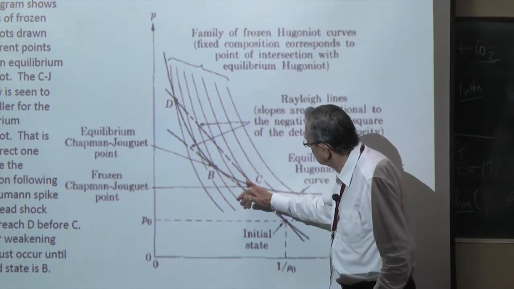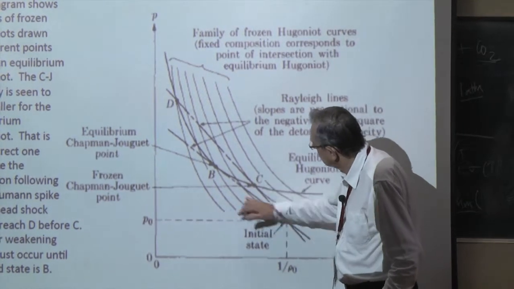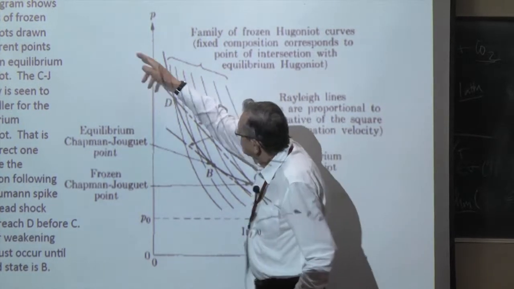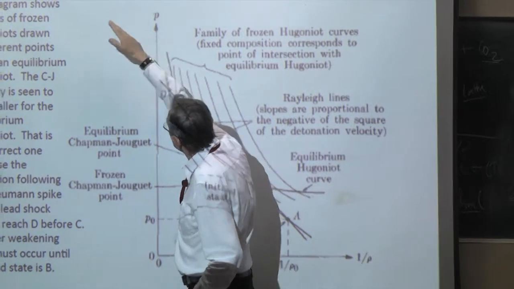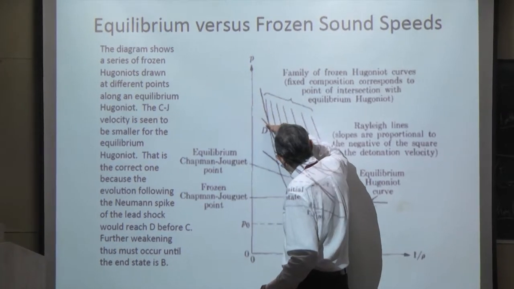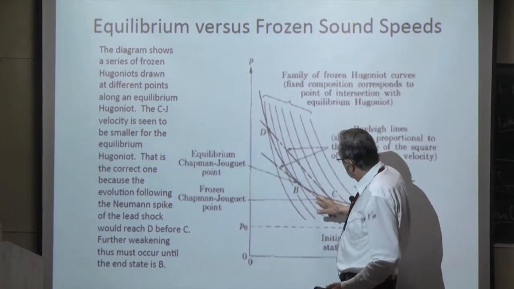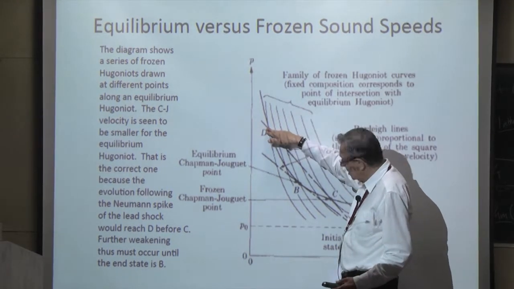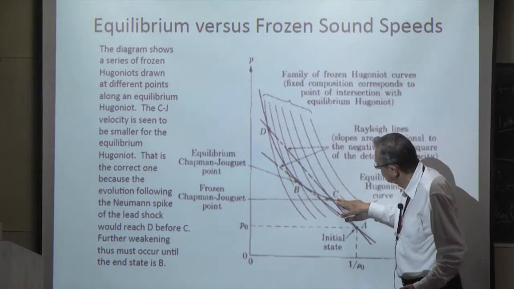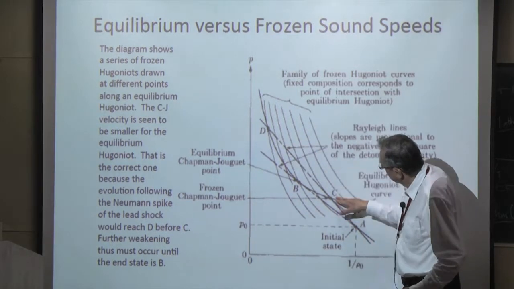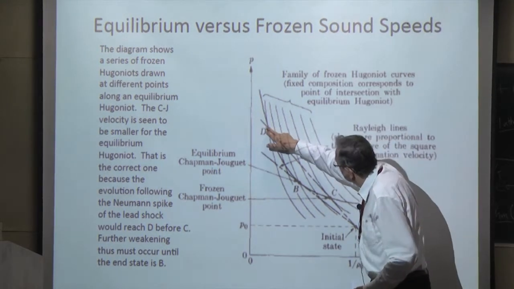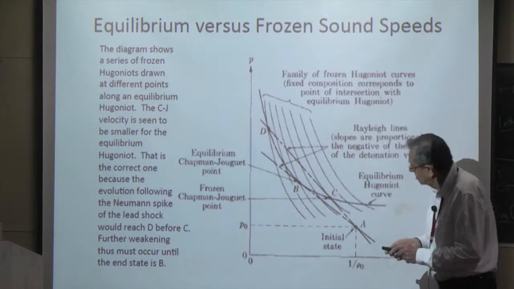It's wrong to apply it at the frozen. It's right to apply it at the equilibrium, because this process starts with a strong detonation. A strong detonation is a shock with a Neumann state, with the pressure then decreasing. The point is that here you would reach the strong detonation. This intersection is on the weak detonation branch of the equilibrium Hugoniot, and so you can't really get to point C. You can only weaken it from this strong point D down to the Chapman-Jouguet.